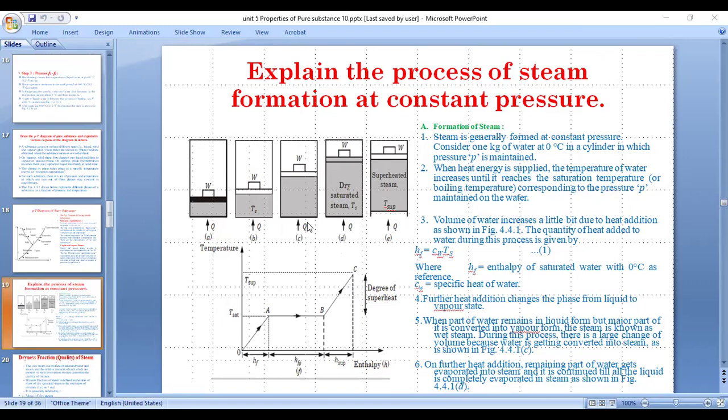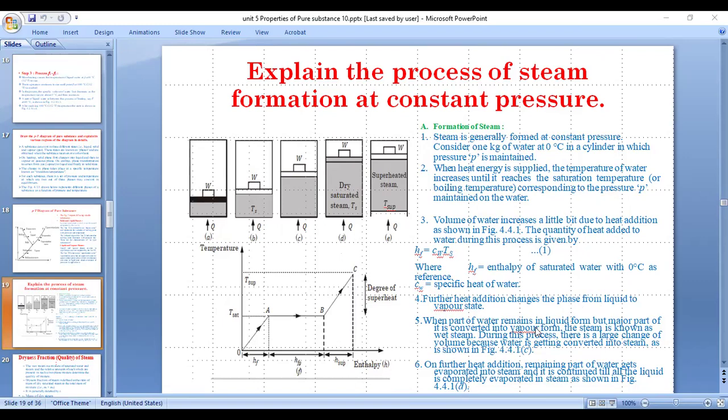This is the initial condition, the sensible heat, 0 to A. 0 to A has sensible heat, A to B is latent heat, and B to C is the superheated form of heat. hf is the enthalpy of saturated water above 0 degrees Celsius and Cw is the specific heat of water. Further heat addition changes the phase from liquid to vapor.